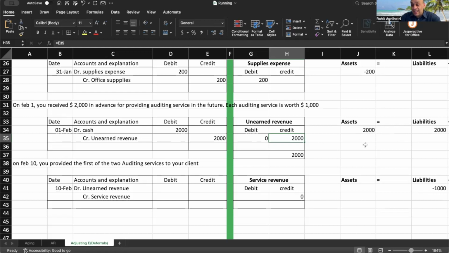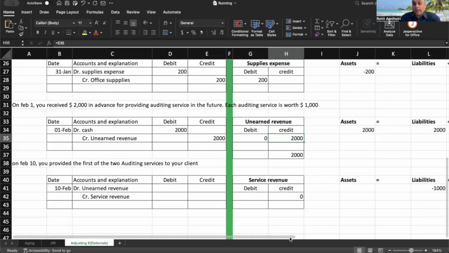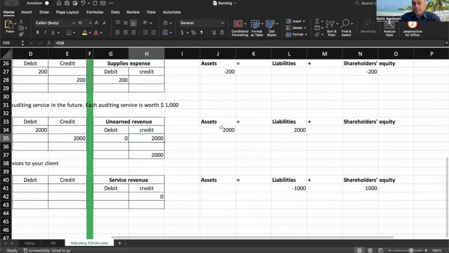Okay, so let's see what happened to the accounting equation. You received $2,000 cash, so assets went up $2,000. At the same time, you recorded a liability of advanced deposit or unearned revenue. Your liabilities also went up $2,000. Accounting equation is balanced. Okay.